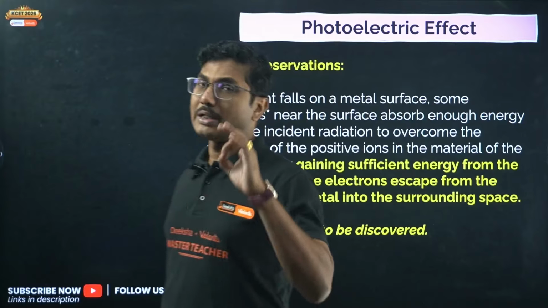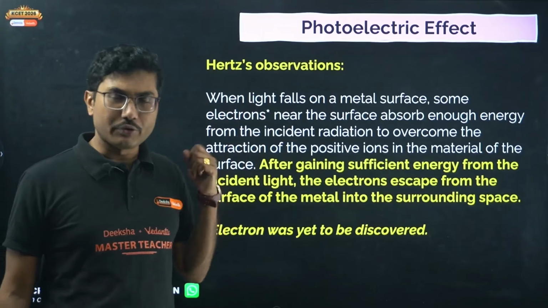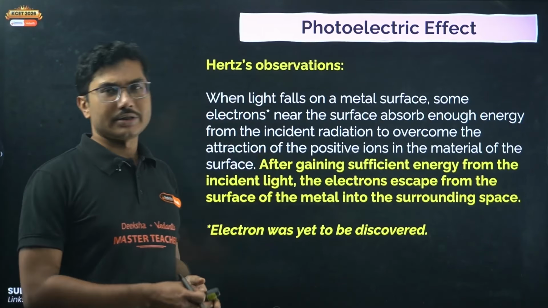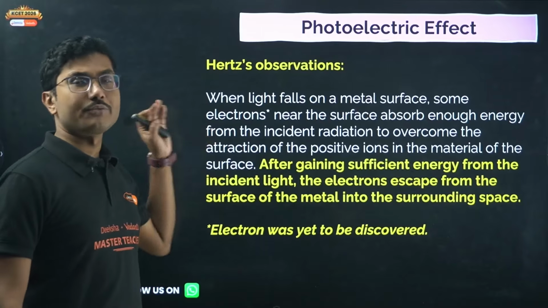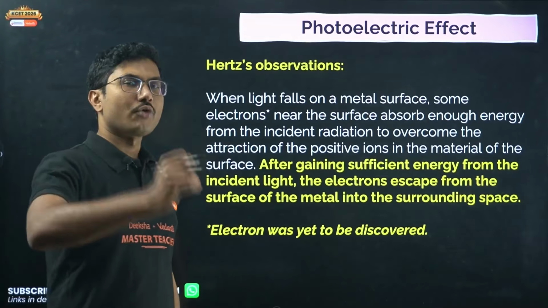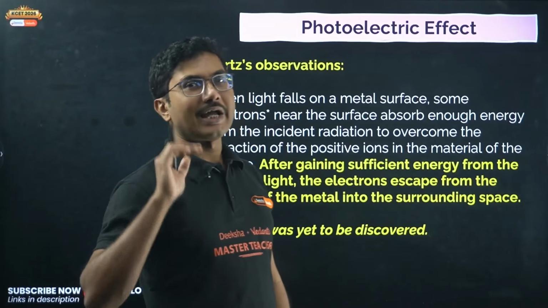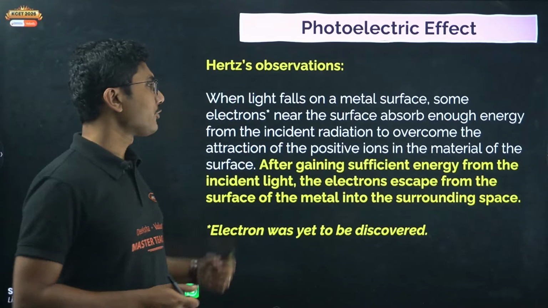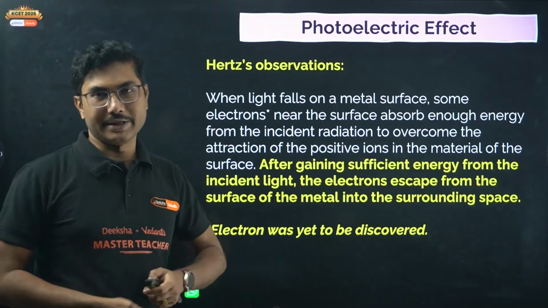Thomson discovered the electron, but Hertz's observation came some years before Thomson's. So Hertz's observation was the first. He observed that some negatively charged particles were coming out from the metal surface when you shine light onto it. That is the beginning of our atomic theory.